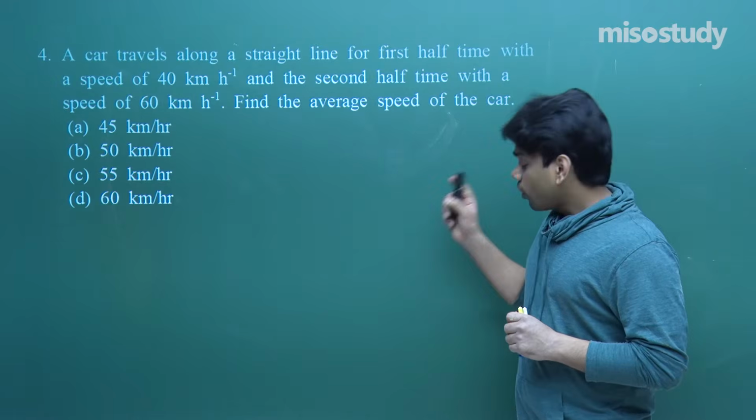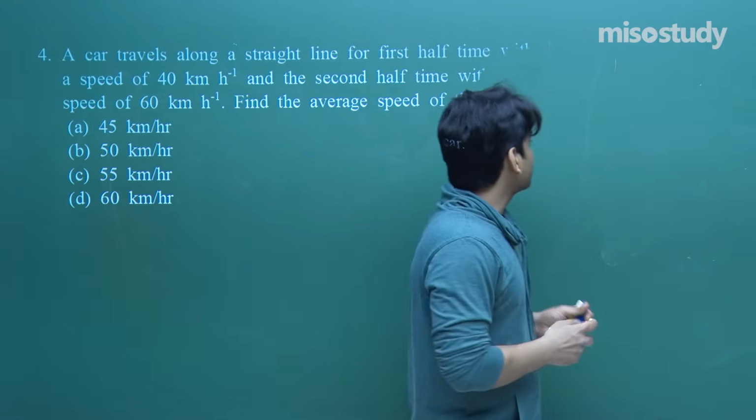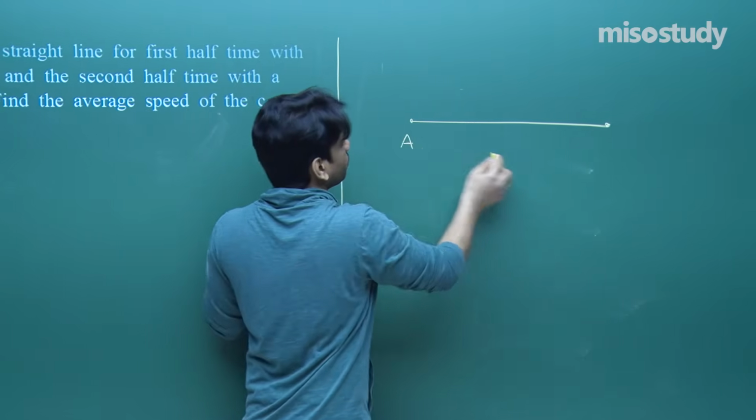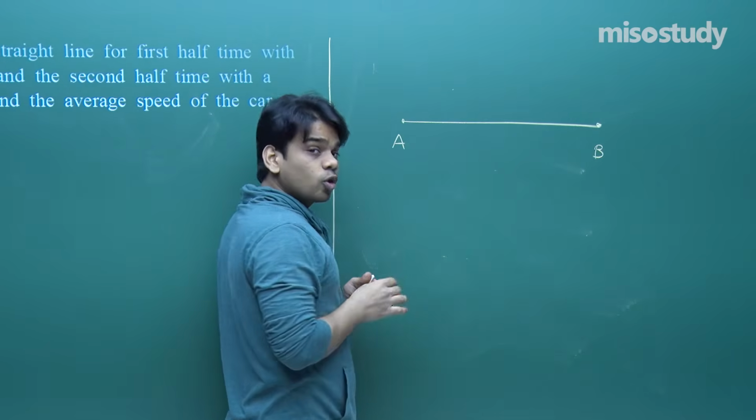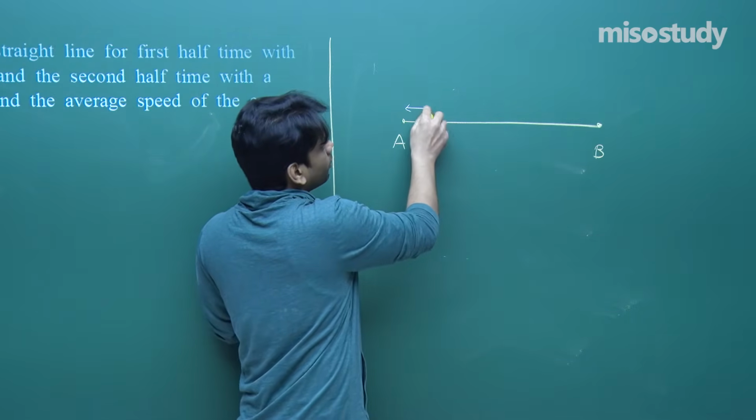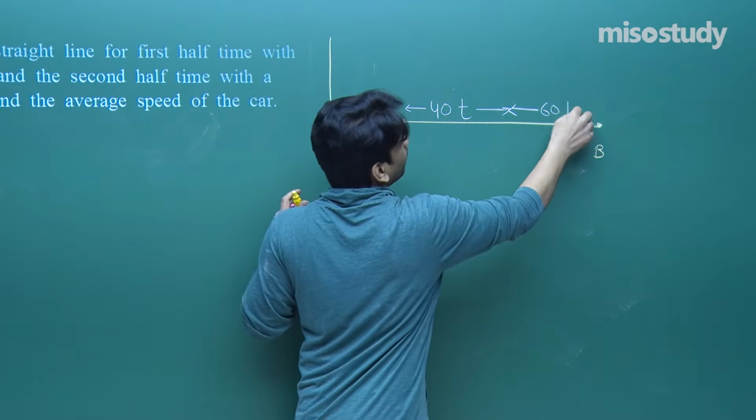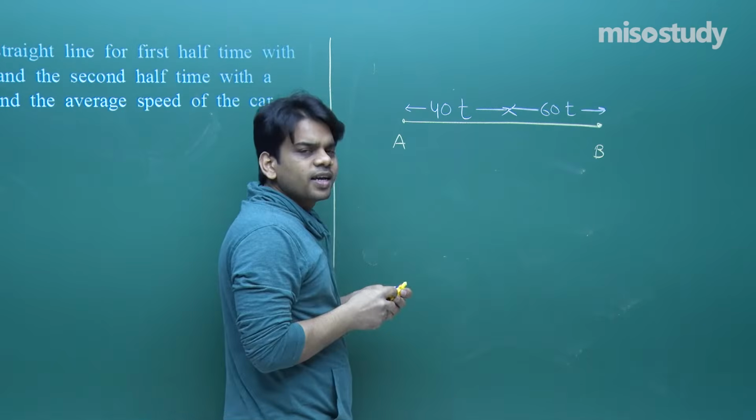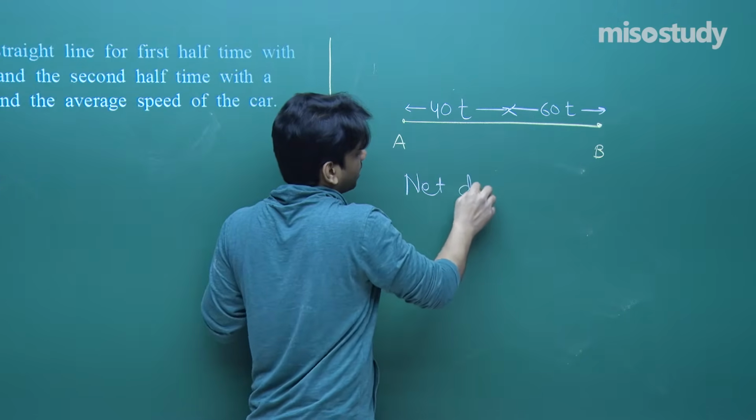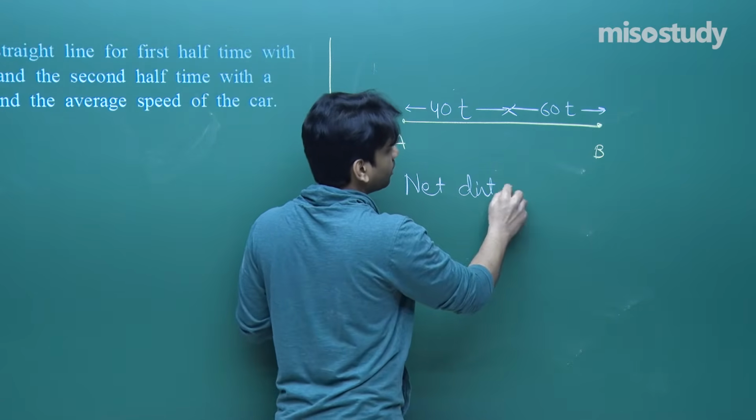Now you see here, for the first half time and for the next half time, the speed has been given. You have to find out the average speed. Let's say this is the journey of the entire car from A to B. We don't know how much distance it has traveled. For the first half time, let's say time t it has taken. So it would have moved a distance of 40t. For the next half time, it would have moved a distance of 60t, because speed into time is the distance. So the net distance that it would have traversed will be 40t plus 60t, that will come out to be 100t.